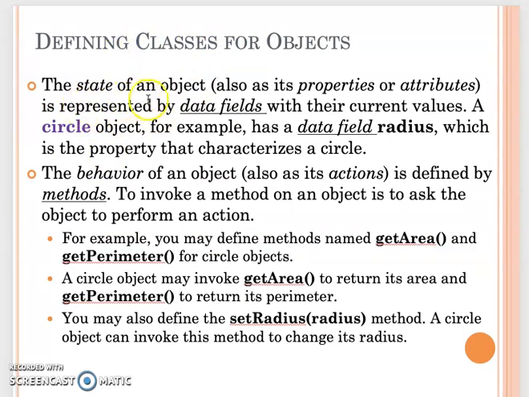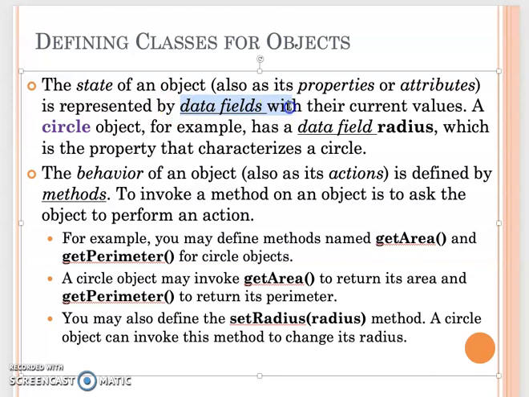The state of an object, we call either a property or an attribute. They are represented in the programming world as a data field. So the data field will have its current value. What does that mean? For example, the chair you are sitting on, right? They have their height, they have their weight. That's a specific data field with a specific value associated with that chair.